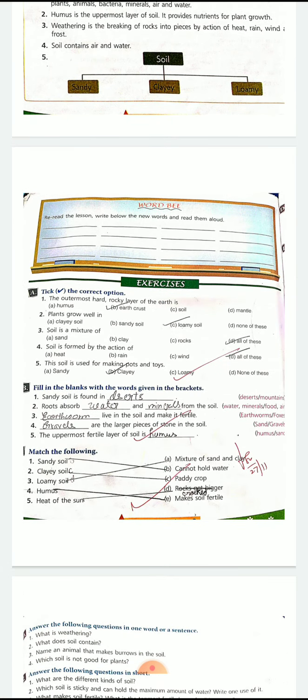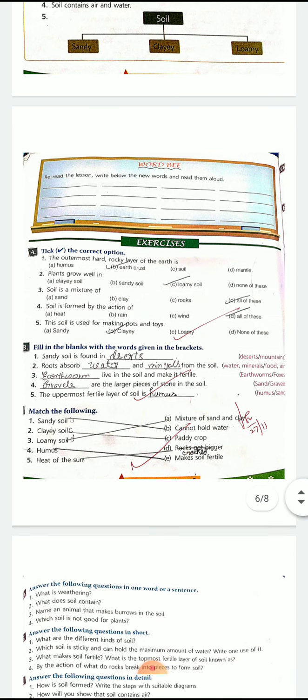I hope you are done with your homework of doing word B and practicing the exercises at home. Now let's discuss the exercises. The outermost hard rocky layer of the earth is the earth crust. Plants grow well in loamy soil. Soil is a mixture of sand, clay, rocks. That means all of these, option D. Soil is formed by the action of heat, rain and wind. All of these. Answer is D.